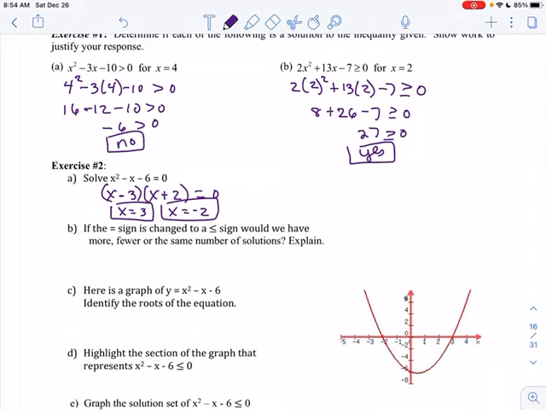Now, if the equal sign was changed to a less than or equal to sign, would we have more, fewer, or the same number of solutions? Back up here, I just have 2 solutions. But if that equal sign was changed to a less than or equal to, I would have definitely more solutions. In fact, I would have an infinite number of solutions. So with an inequality, why they're trickier is because there are more solutions. And the problem is, what are the more solutions?